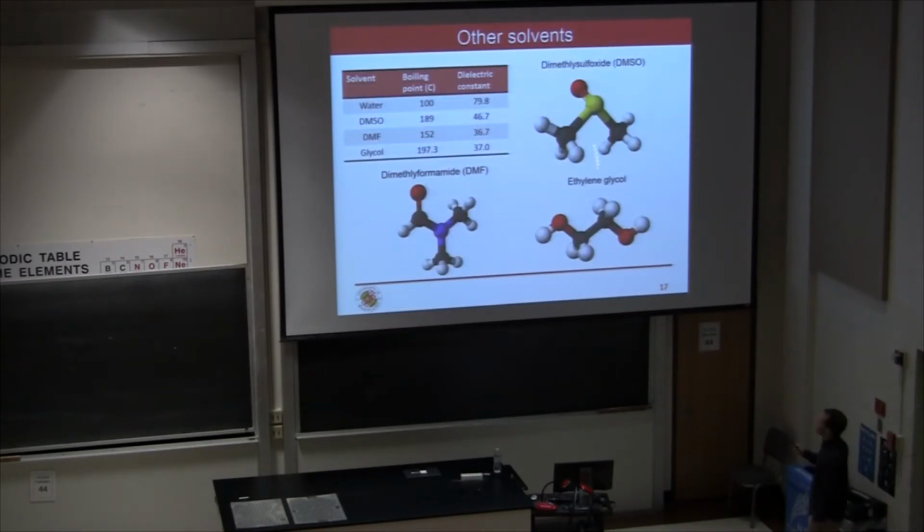These are some other solvents that are used, with their boiling points and dielectric constants. If water wasn't working and you needed to tune the polarity or dielectric constant, these are some widely used ones: DMF, DMSO, ethylene glycol. They all have their different safety concerns that you need to consider, of course, but they're used pretty frequently.